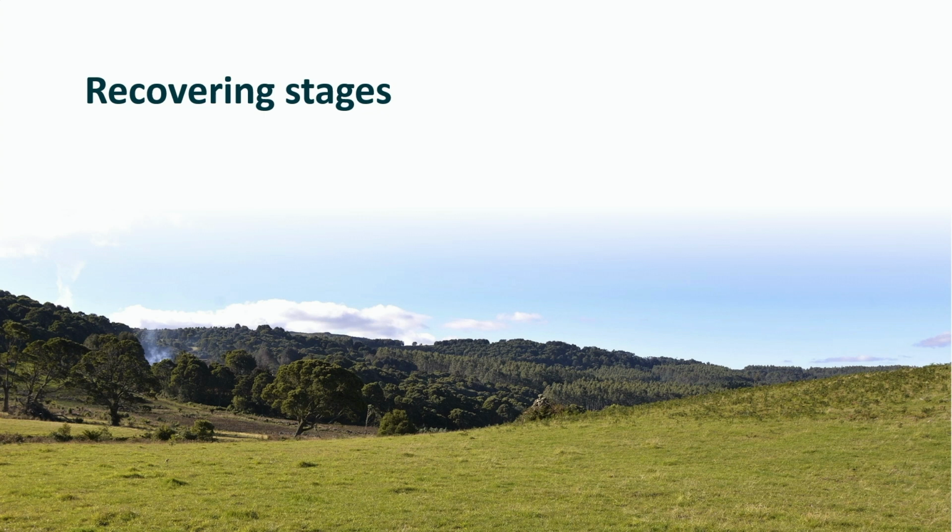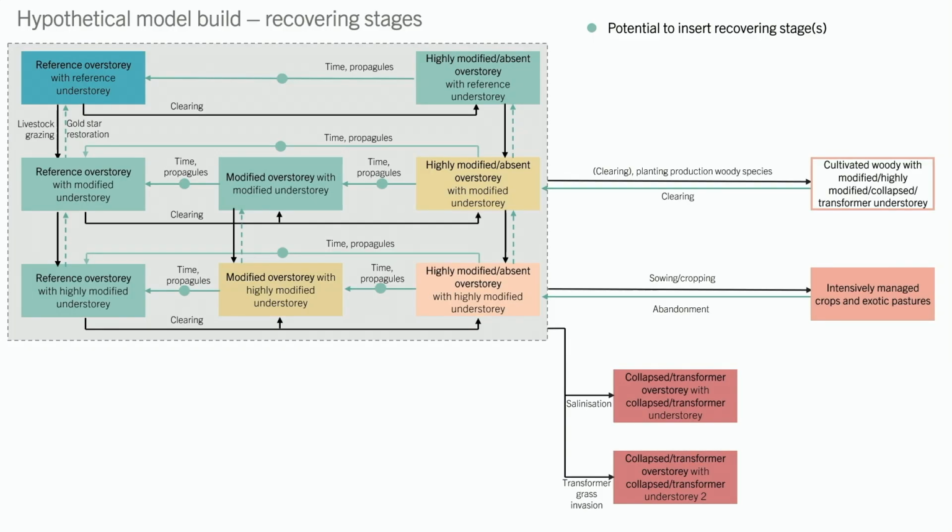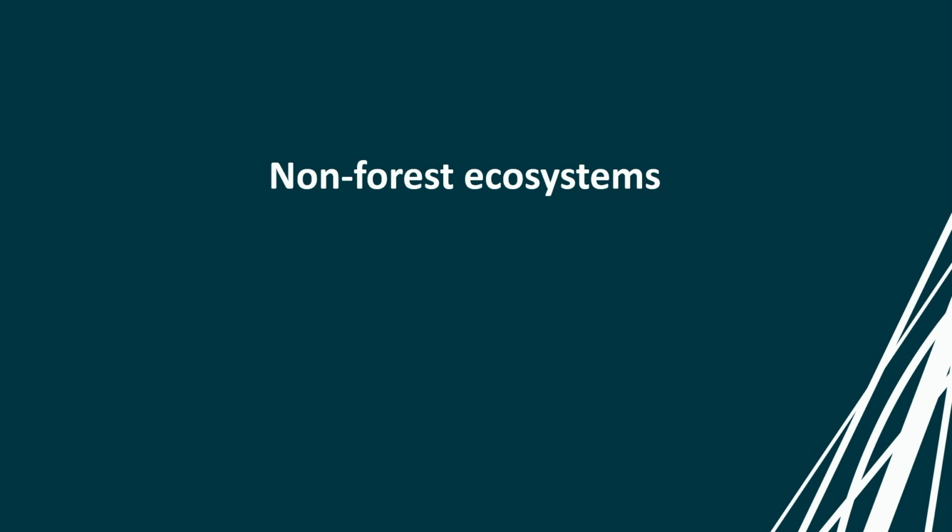And in particular, sometimes we need to represent what we call recovering stages. For example, when a transition takes a long time, we might want to recognise some intermediate stages. And these can be flagged in a simple way, such as these green dots, or represented in a more substantial way, such as this dotted box. And these are what we've used to allow for 25-year timeframes in the nature repair market, for instance. So now let's have a look at some non-forest ecosystems.